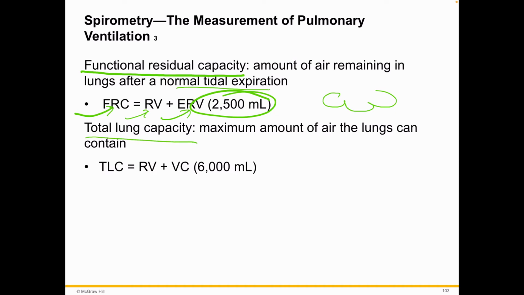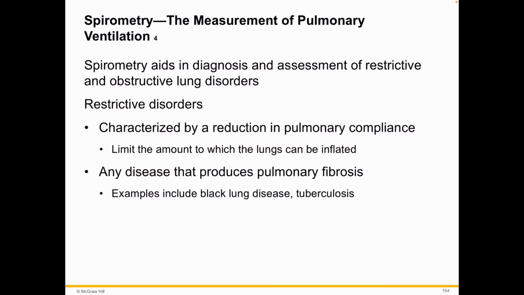And then the total lung capacity, the maximum amount of air that can go into the lungs no matter what, is the respiratory volume and vital capacity. So that's a total in most individuals of about 6,000 milliliters.